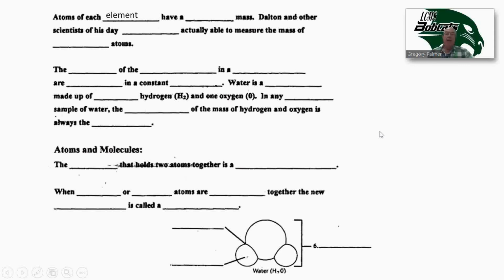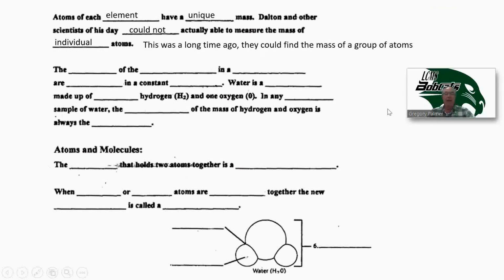As we're studying on the periodic table now, atoms of each element have a unique mass. When Dalton did this in the 1800s, he was not actually able to measure the mass of individual atoms. So he found the mass of a group of atoms. The masses of the elements in a compound are always in a constant ratio. That ratio is the formula. Water is a compound. It's made up of 2 hydrogens, 1 oxygen. In any pure sample of water, the ratio of the mass of hydrogen and oxygen is always the same.